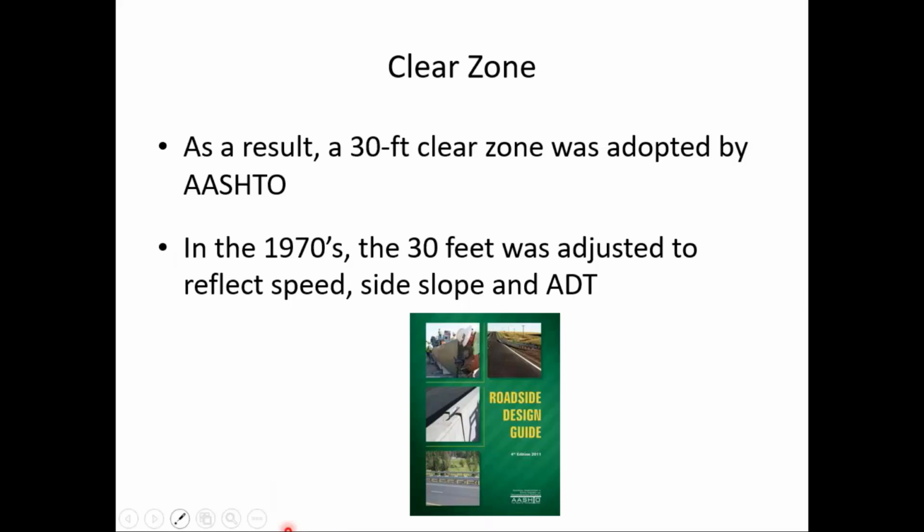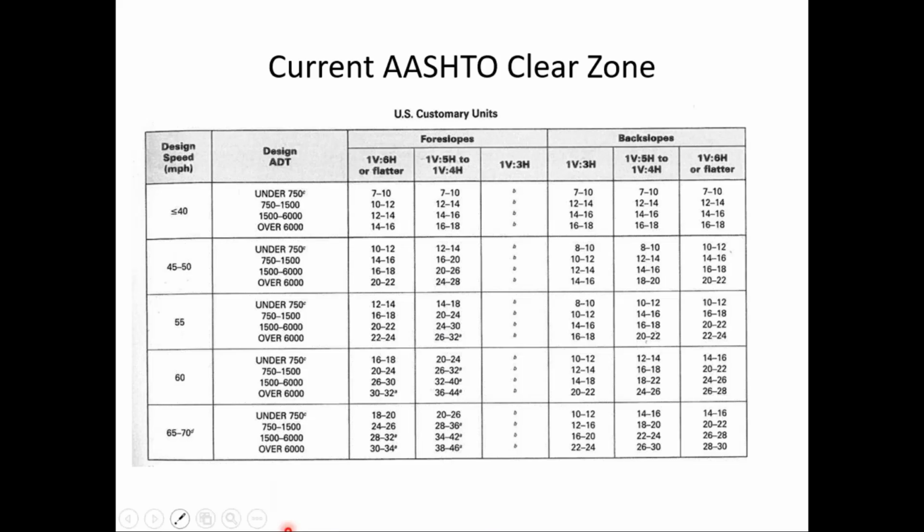But if you think about it, having a 30-foot clear zone on every roadway is not necessarily a good thing, especially on, for example, urban streets. A 30-foot clear zone may mean we need to remove structures from close to the roadway. So over time, that 30 feet has been adjusted to reflect speeds and side slopes and average daily traffic volumes. And now if you look at the AASHTO Roadside Design Guide, this is the current AASHTO clear zone guidance.